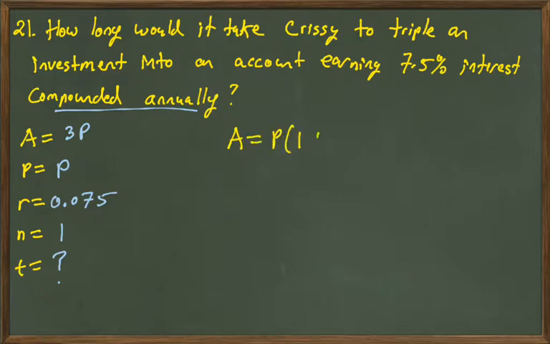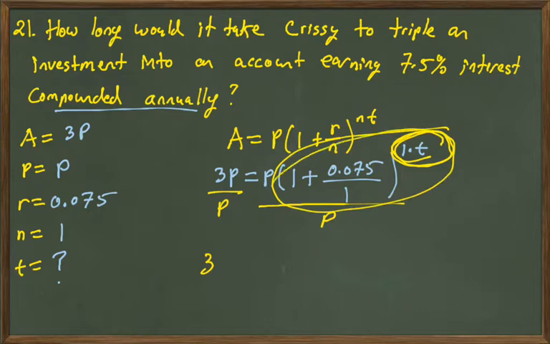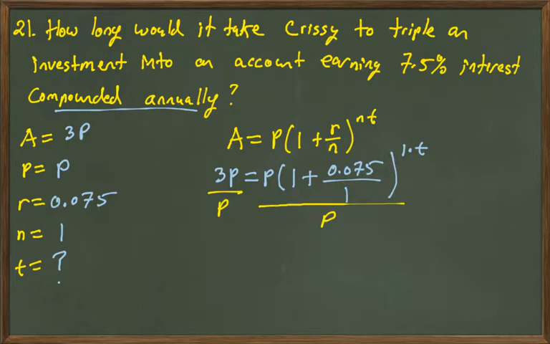And so we'll go ahead and install that into our formula and see what we got going on. So yeah, 3P equals P times (1 plus 0.075 over 1), raised to the 1 times t, okay? And so this is an exponential equation. Our variable is t, so the idea is to isolate the exponential, which is all of this. So you do see I am already dividing by P here. So I'm going to divide both sides by P.